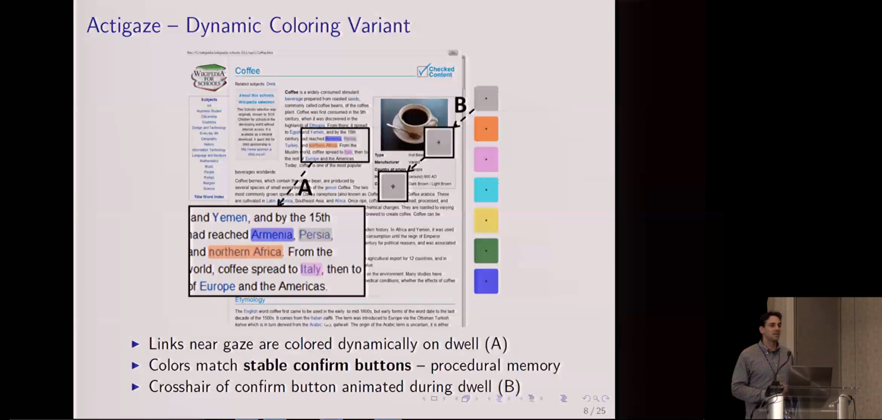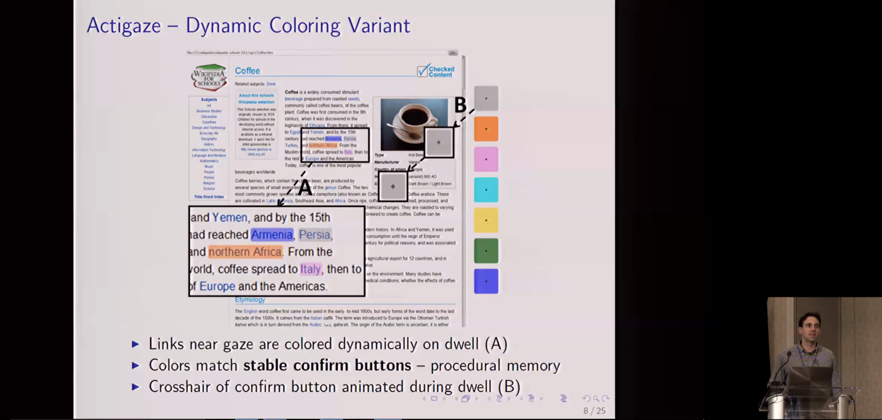Actigaze has two variants, dynamic coloring and static coloring. So I explain dynamic coloring first. Again, you look at your target that you want to click. Let's say you want to click the link Persia, and after a short dwell, the targets around the gaze position are colored. Now, in order to click Persia, you flick your gaze into the margin, and as you can see here, there are again confirm buttons in the margin. This time they are colored, and to click Persia, you flick your gaze onto the gray link here, dwell on it for a short while, and then the click is triggered.